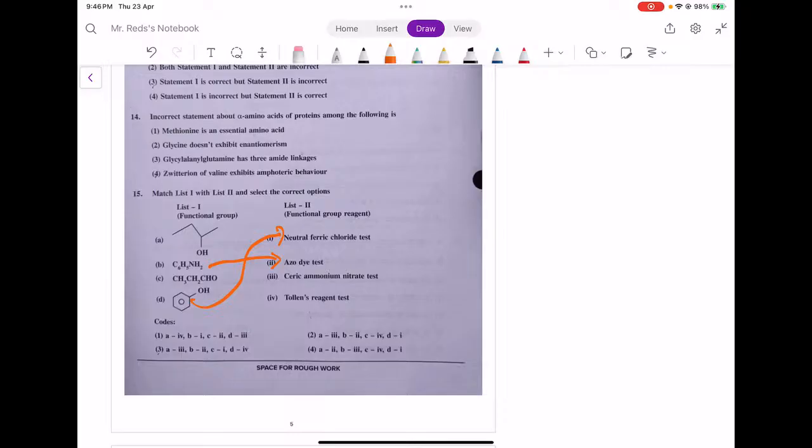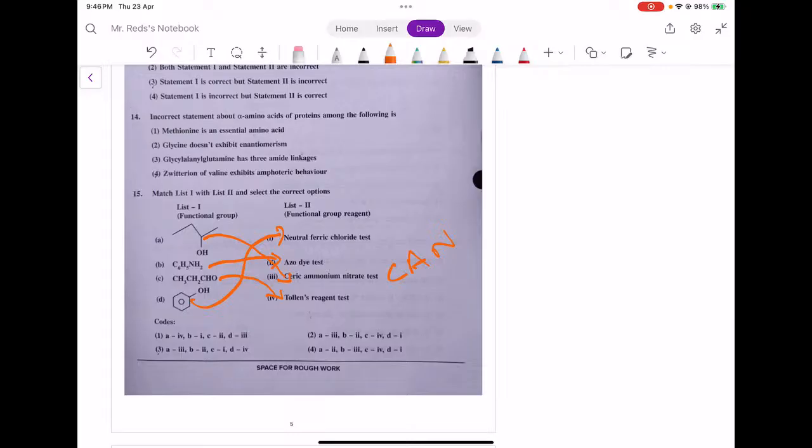Next, aldehydes give Tollens' test. All aldehydes. Okay, students, next, alcohols give the ceric ammonium nitrate test, the CAN test. Primary and secondary alcohols will give the CAN test except tertiary alcohol. So what is the answer here, students?